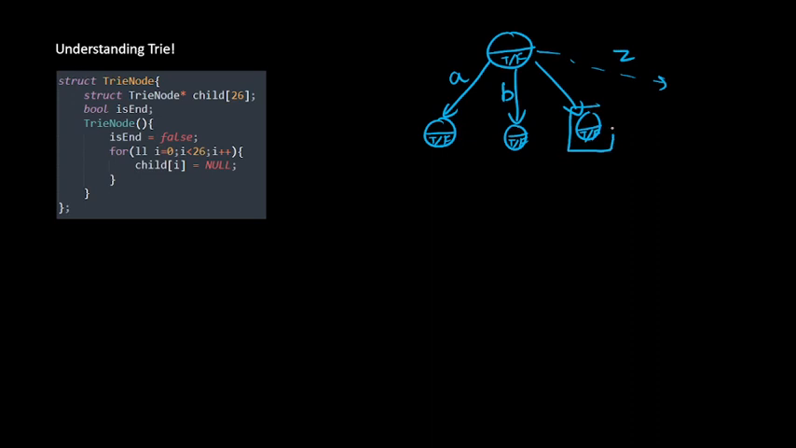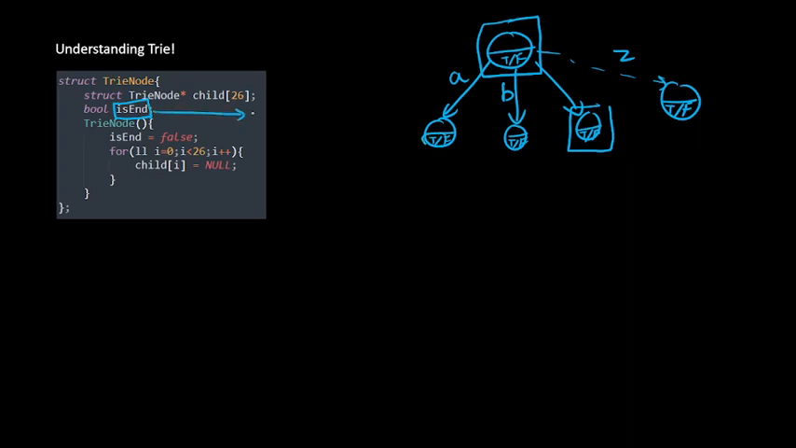This node is a trie node. Every trie node has 26 trie nodes within it, and all those 26 trie nodes are of different characters. Like this, true or false. So this is what a trie node looks like. This is the basic structure of it. I'll tell you what this bool is in a while.